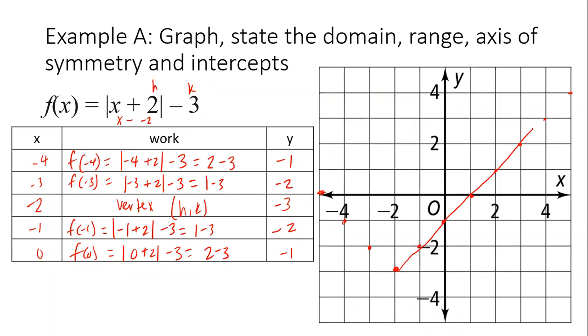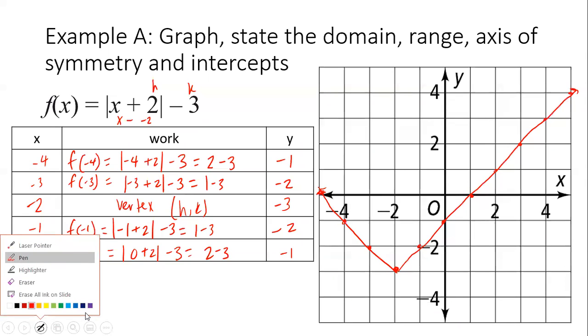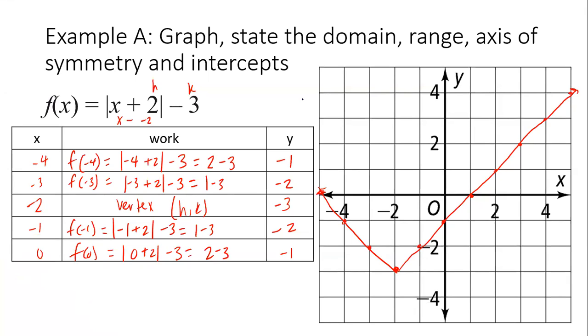And I'm connecting them. And connecting them. And that would be my graph. So now that I have my graph, I can describe everything that it's asking of me. I should be able to say, what's the domain? What's the range? What's my axis of symmetry? And all that fun stuff. So the domain for this graph is going to be all real numbers, -infinity to +infinity, because it's going forever to the left and forever to the right, correct?